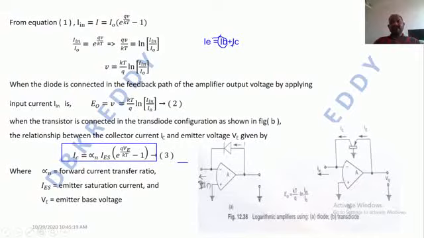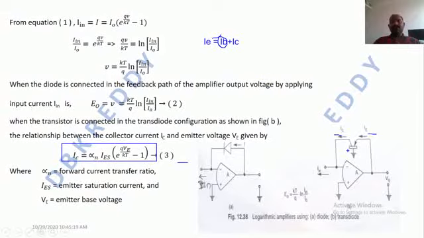IE is approximately equal to IC means that however much current is entering the transistor, the same current is leaving from the transistor. Sorry, not the diode, the transistor. So how much current is entering into the transistor, the same current is leaving from the transistor, because IE is approximately equal to IC.